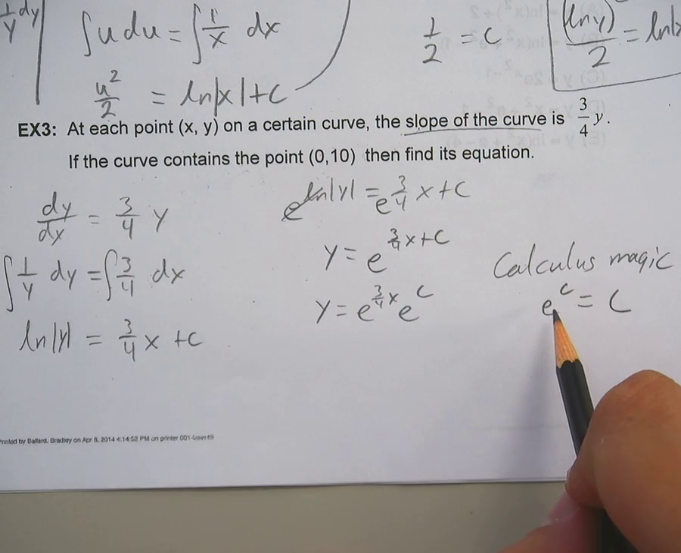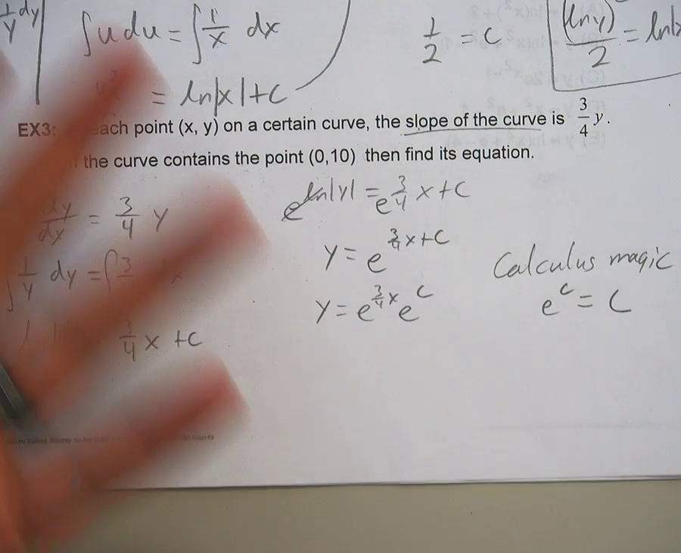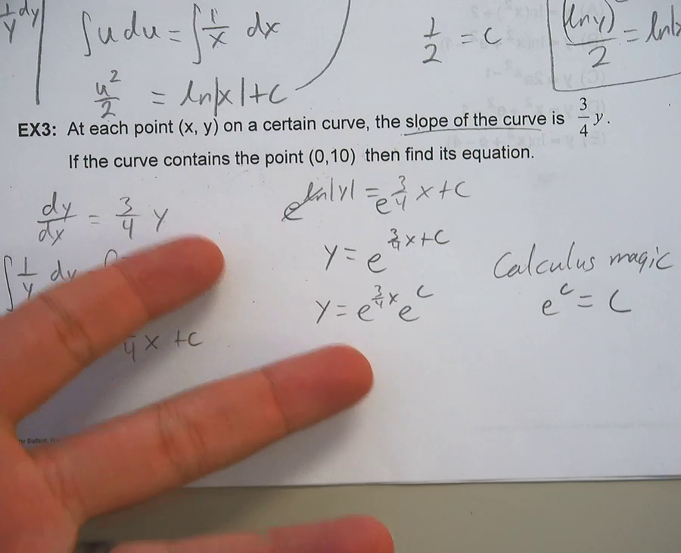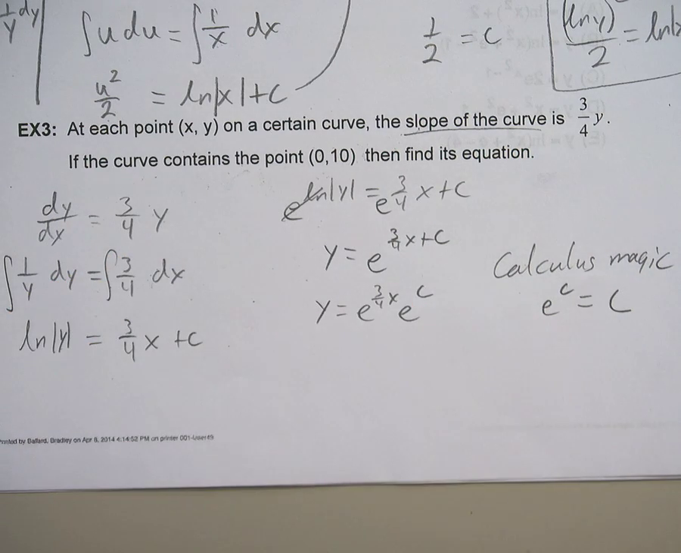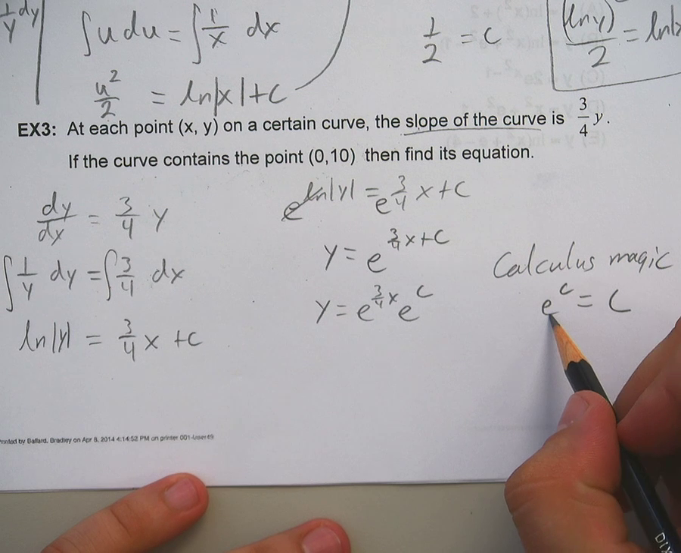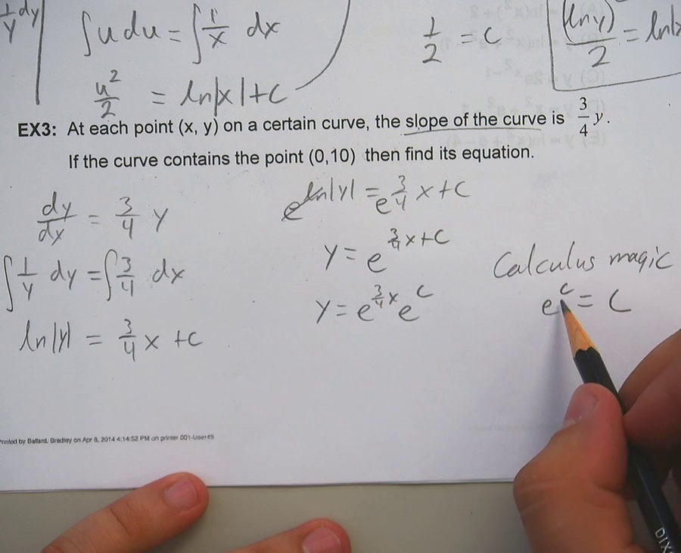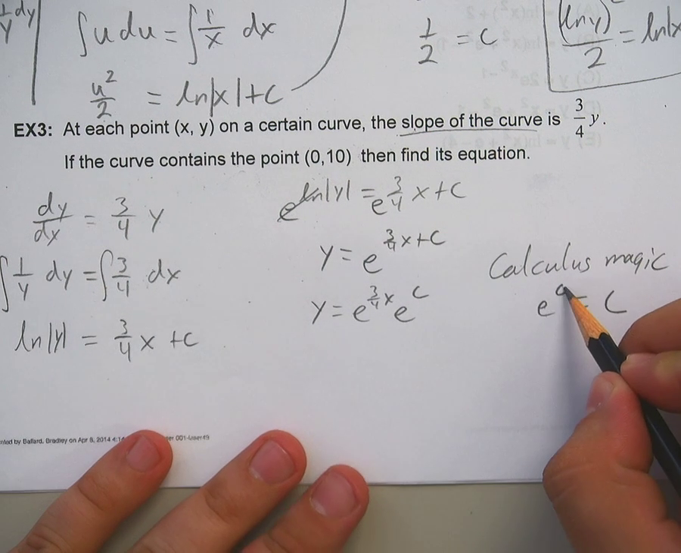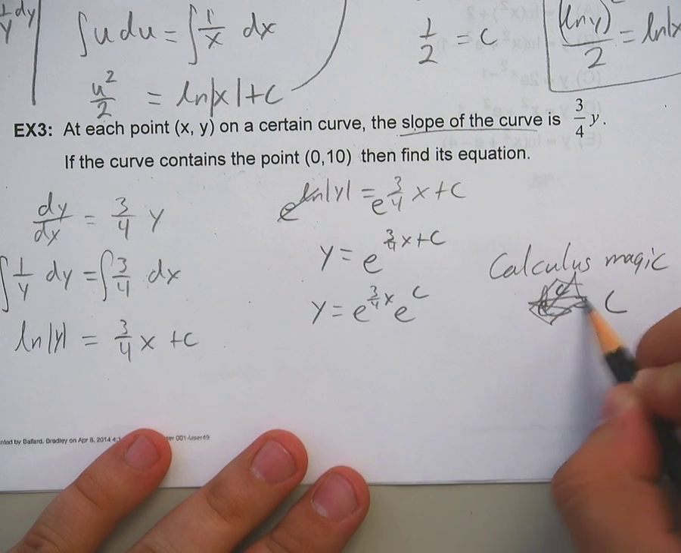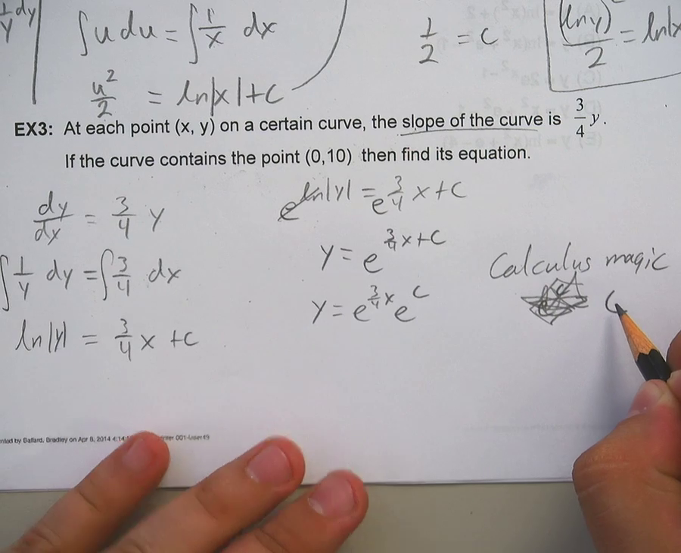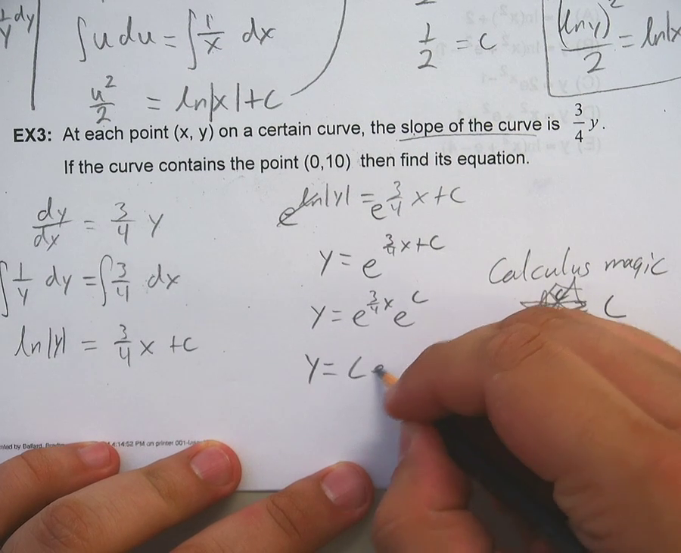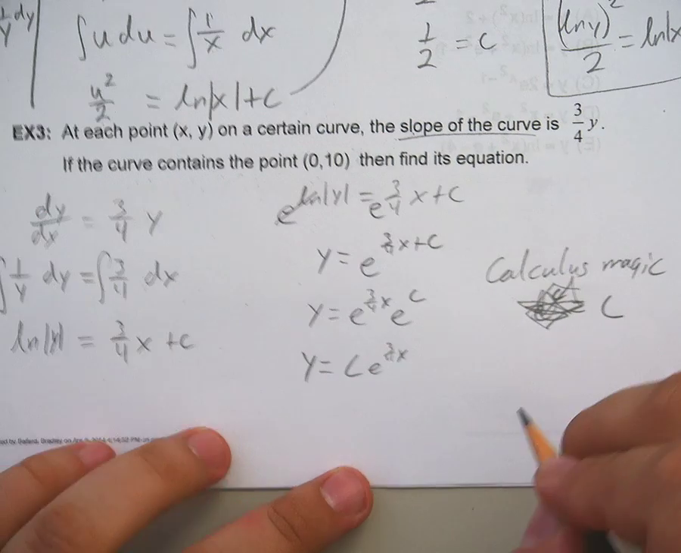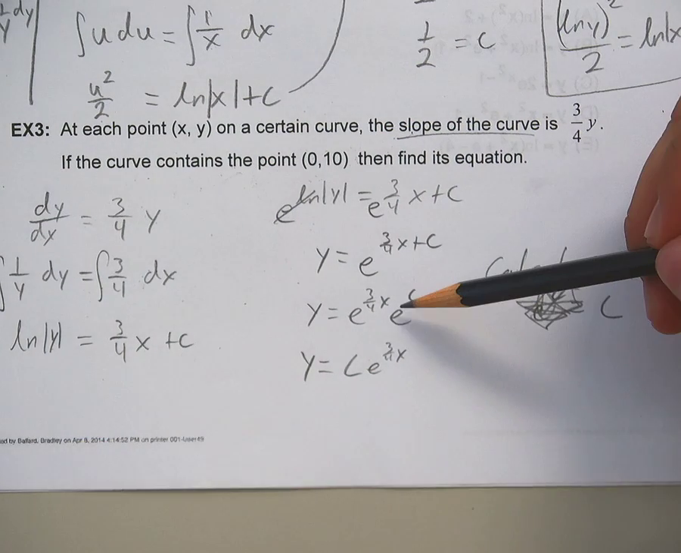E is a number. C is some arbitrary constant. I don't know what it is. But no matter what C is, it's going to change E, right? So this will no longer be E. That makes this just some arbitrary number. This is a number to a number, which really just makes it a number. So what that means is that C times e to the 3/4 x is the same thing as e to the c.